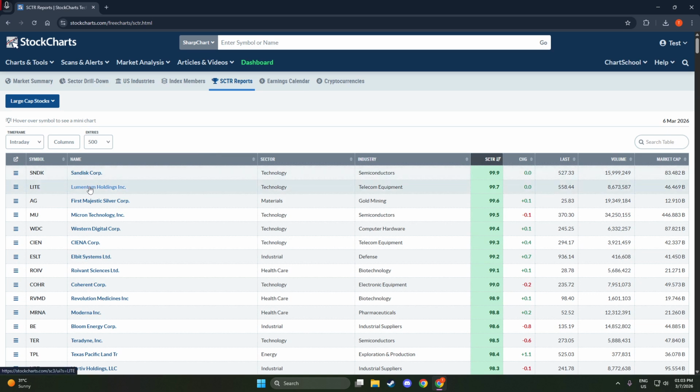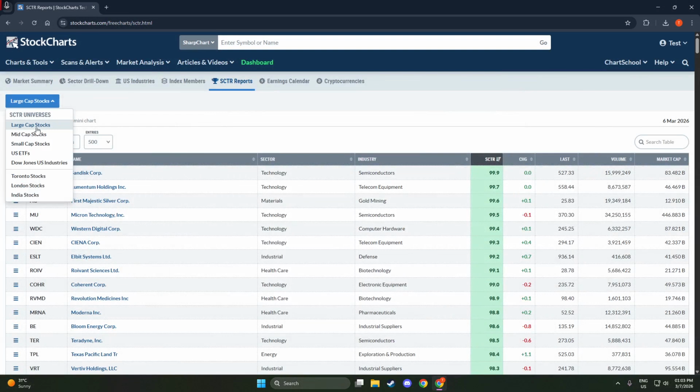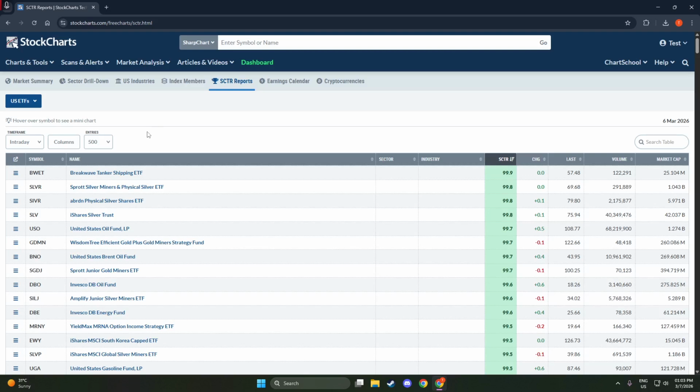Start by picking a universe. At the top of the SCTR report, choose the category that matches your focus, such as US Large Cap, US Mid Cap, US Small Cap, US ETFs, and others. This keeps the comparisons apples to apples, because each symbol is ranked against true peers.